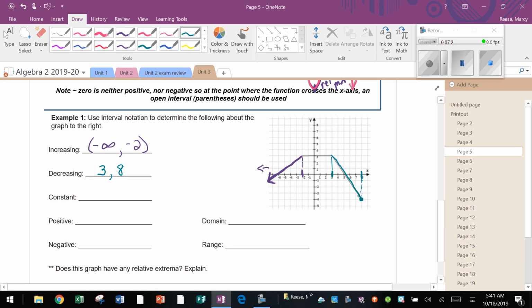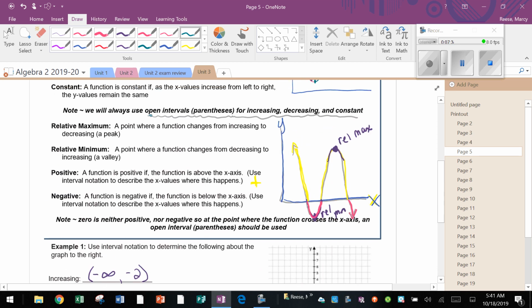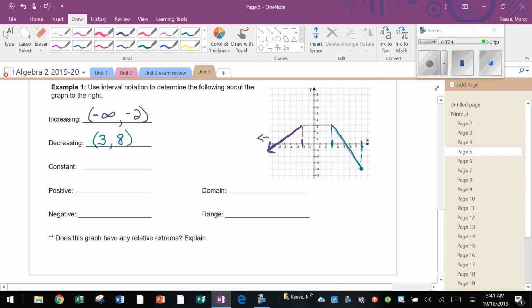We have going down the hill. When you're looking again from left to right, you're always looking left to right. So I'm going to wrap these in parentheses. Remember what I wrote up here: open intervals, parentheses for increasing, decreasing, constant. You're always using parentheses for increasing, decreasing, constants. Always. You don't use anything but parentheses. That's just a given. Always parentheses. Okay, and the part where it's constant means it's always horizontal.